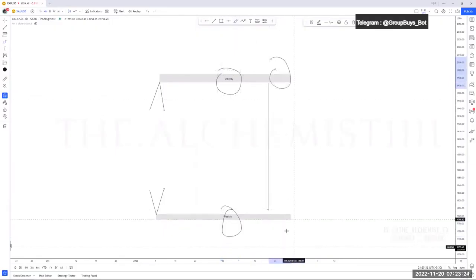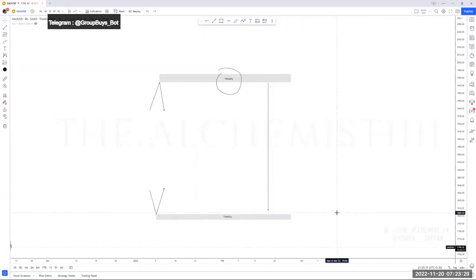If it starts on a monthly, it ends on a monthly. If it starts on a daily, it ends on a daily. Okay, now the next thing is, how does the storyline start? And how does it end?